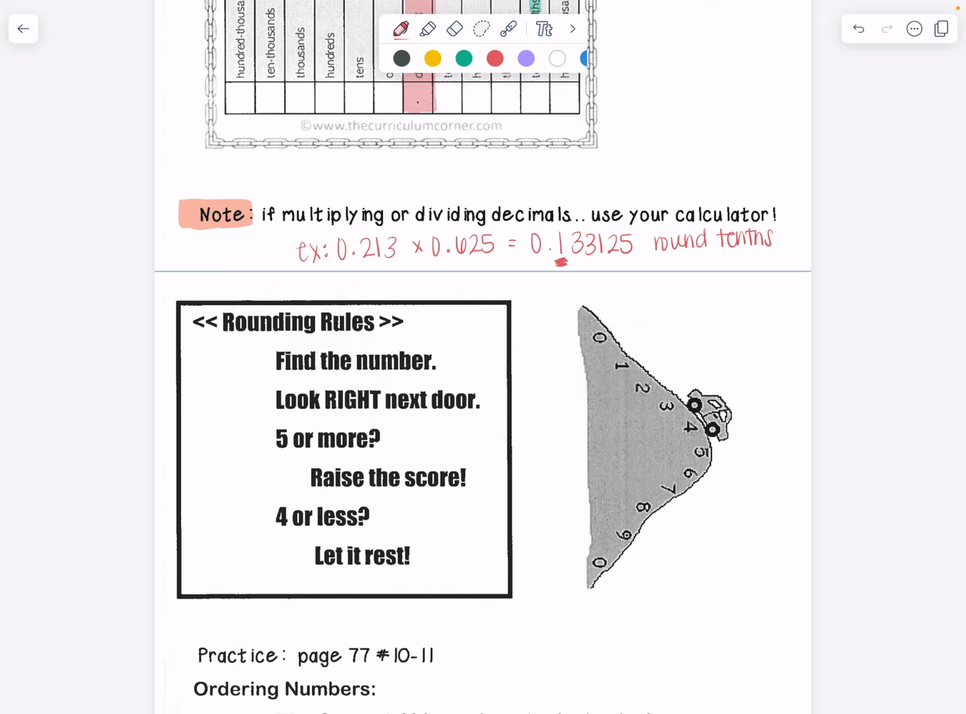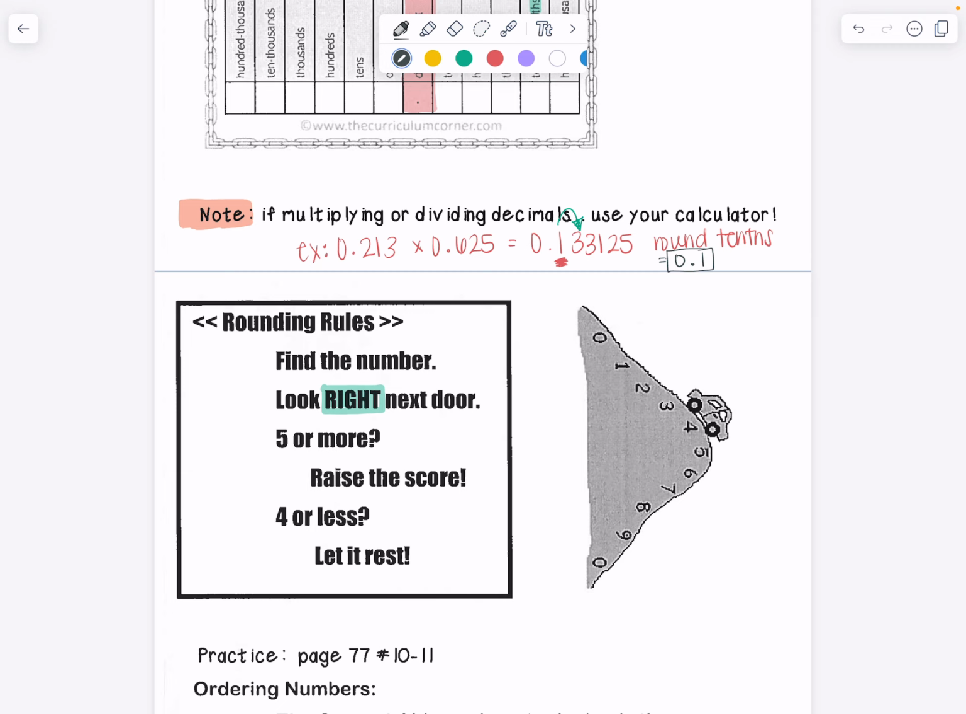And so you can see now on the screen, rounding rules. I'm going to look to the number right next door, so I'm going to look to the number to the right. If it's 5 or more, raise the score. If it's 4 or less, let it rest. Well, this one is 4 or less. And so I'm going to round this off to 0.1.